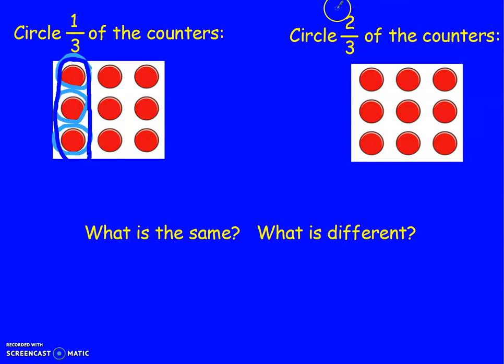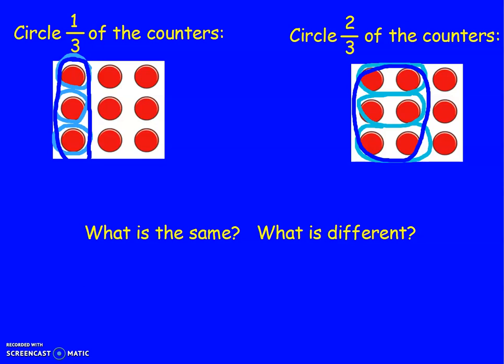Let's have a look at this one then. So it's asking me to circle 2 out of every 3 of the counters. So I know that I've got 3 on each row, so I can circle 2 out of each row, 2 of the 3. So I've circled 2 of every 3 counters. So altogether, I've circled 6 counters. Let's have a look then.